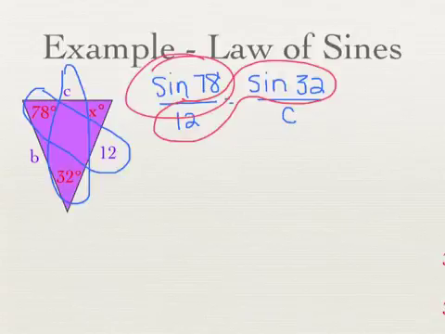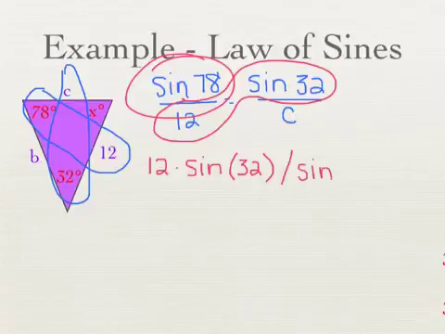And here's what that's going to look like in your calculator. You would say 12 times sine 32. And when you hit sine, it's going to open a parenthesis. So when you type in that 32, just make sure that you close the parenthesis after that before you hit divided by sine 78. Yep. And so that equals C. So C equals 6.5. Anyone have trouble typing that in anywhere? Good? Okay.